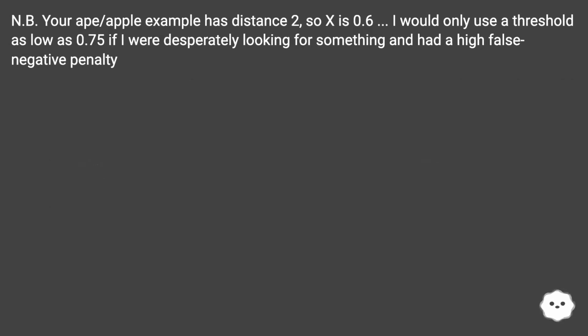I would only use a threshold as low as 0.75 if I were desperately looking for something and had a high false negative penalty.